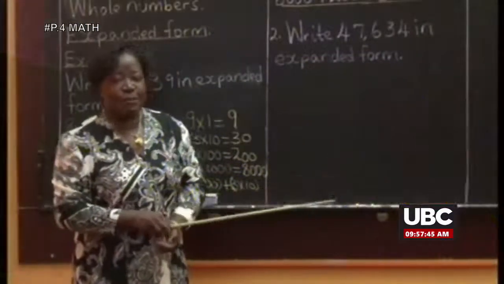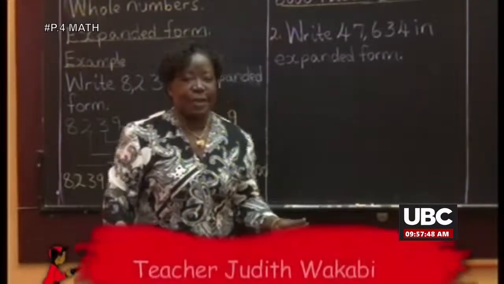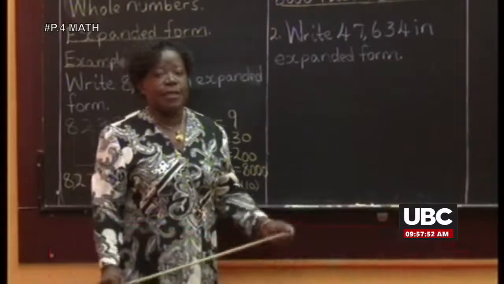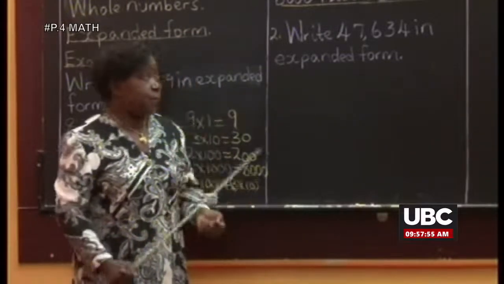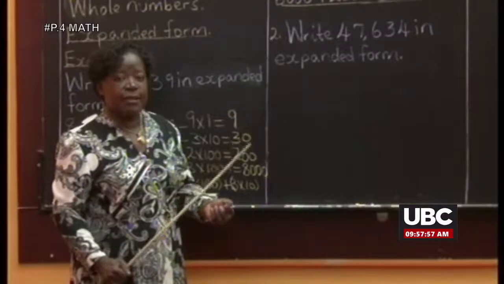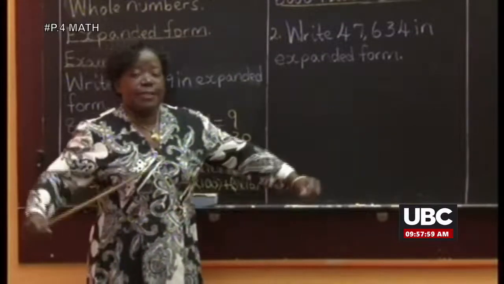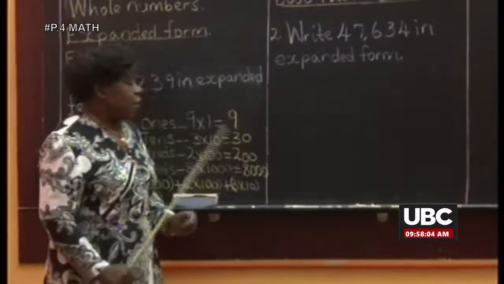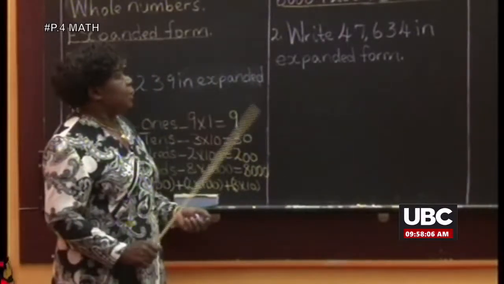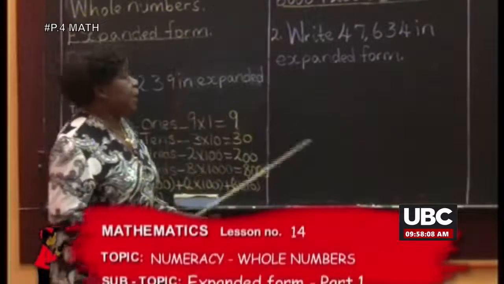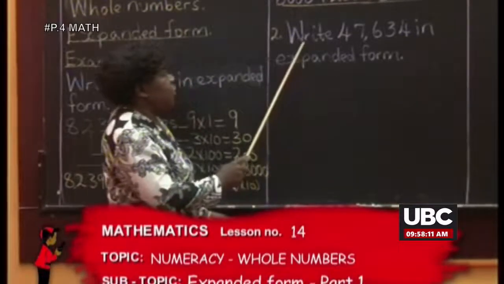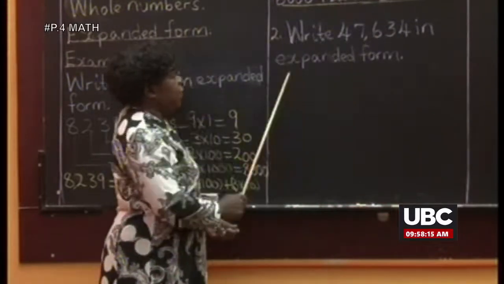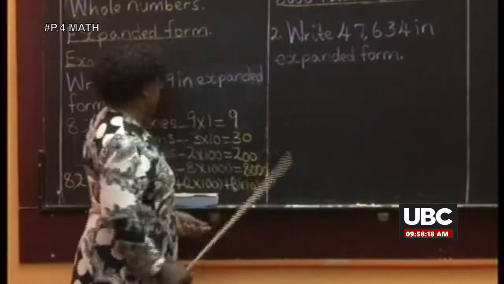Welcome back, boys and girls, from your break. I hope you've enjoyed your break. Before you went for your break, we were learning how to write numbers in expanded form. And I said that expand is to write in a larger form, writing a number in a larger form. We have looked at several examples, and as you went for your break, I told you to think about writing 47,634 in expanded form.